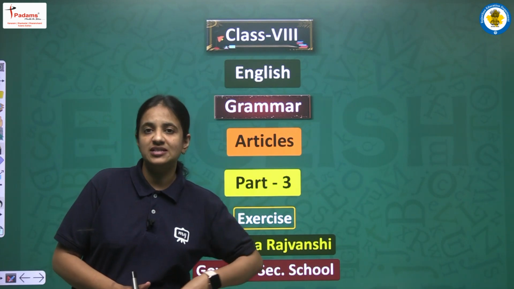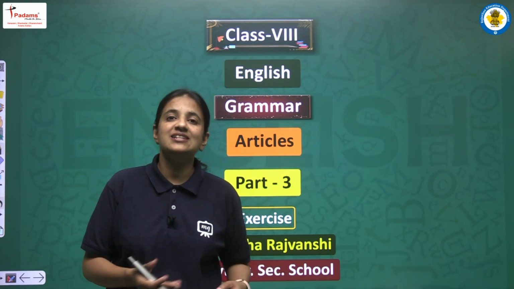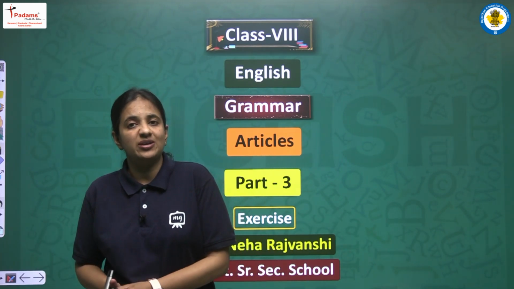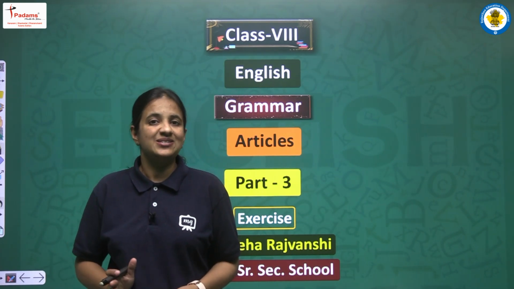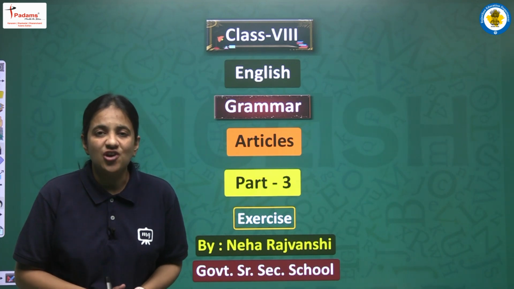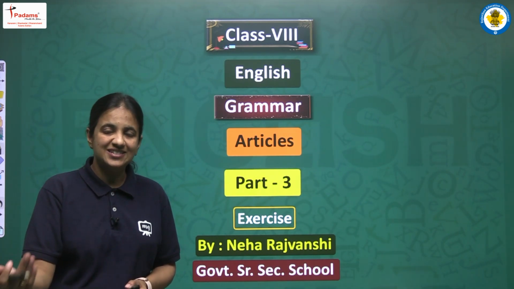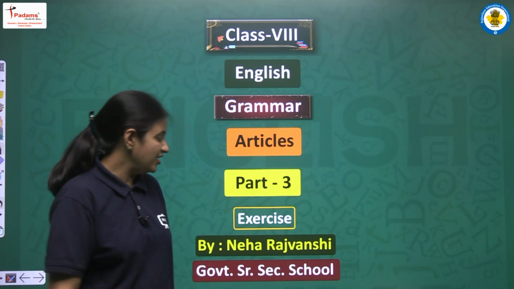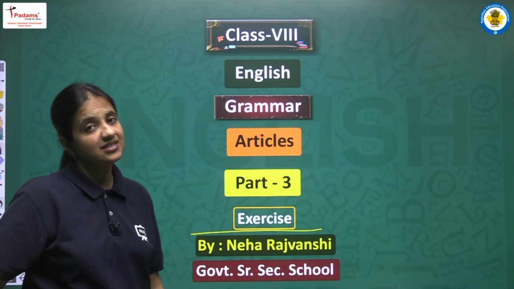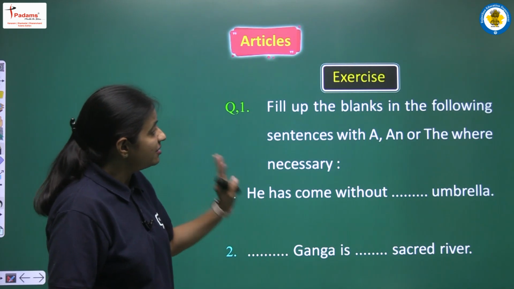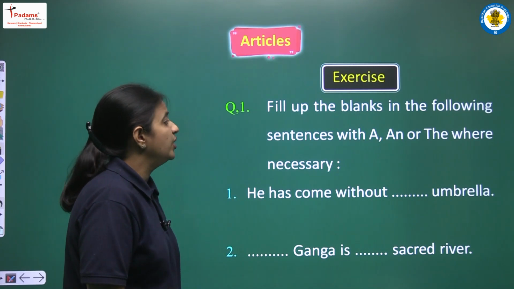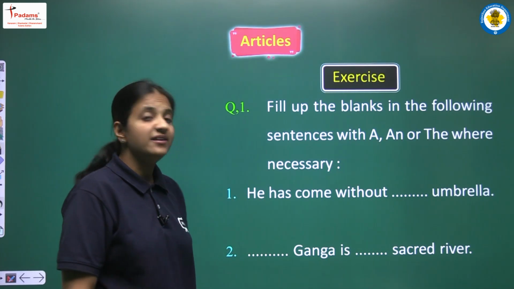We will have some sentences. After reading the sentence, we have to write the most suitable article. We have to write the appropriate article in the blanks. Okay. So now I am very much sure that you all are ready with your answers. So now let's begin our today's video, in which we will do the exercise. So let's see the question that we are having here. Fill up the blanks in the following sentences with a, an, or the where necessary.